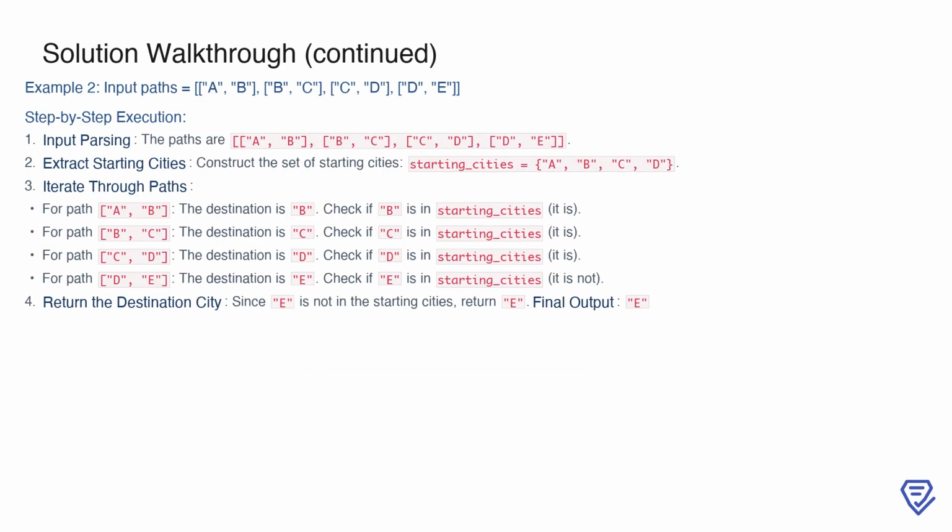In this example, the input paths are A, B, B, C, C, D, and D, E.